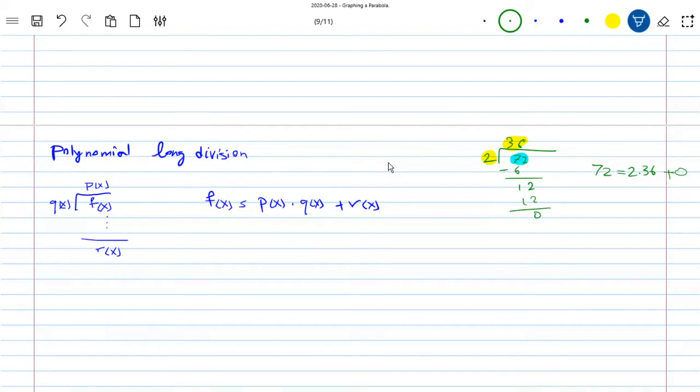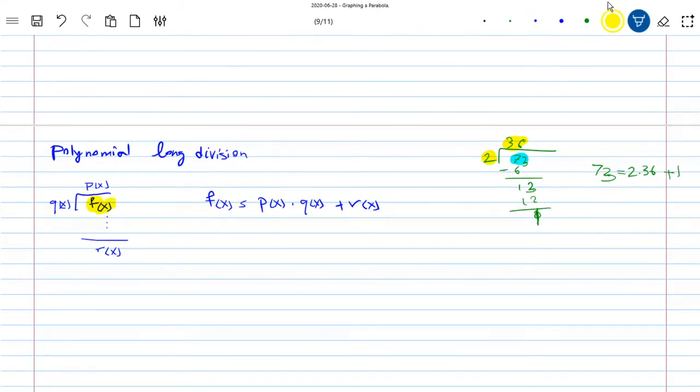The remainder is 0. But if there was a remainder, if this was 73, for example, you'll get the same thing, but with the remainder 1. Instead of 0, you would have 1. So instead of 0 here, you'd say this 2 times 36 plus that extra 1. 73 would be that. The same property holds for functions, for polynomials at least.